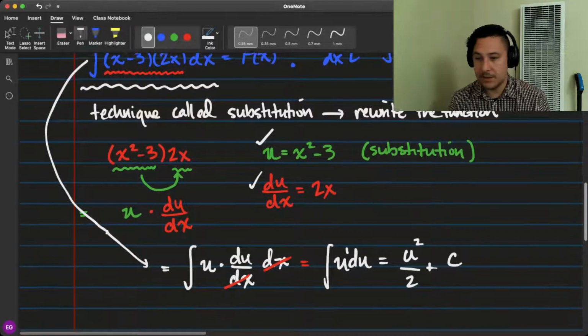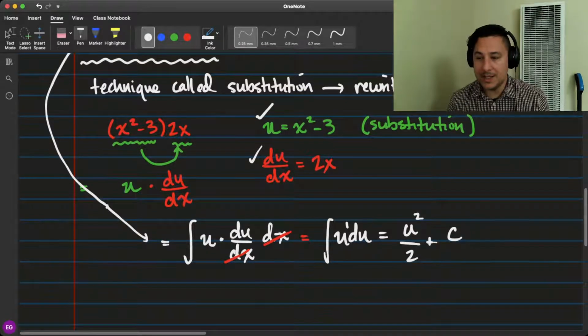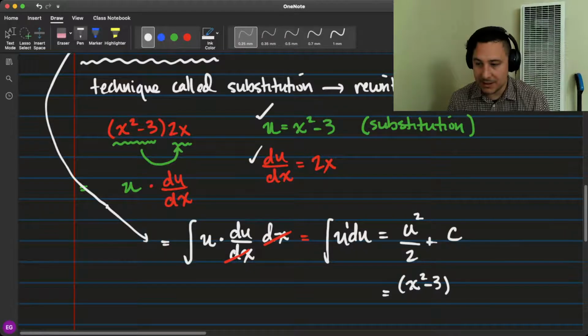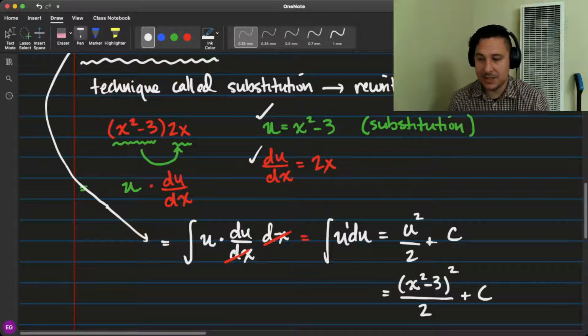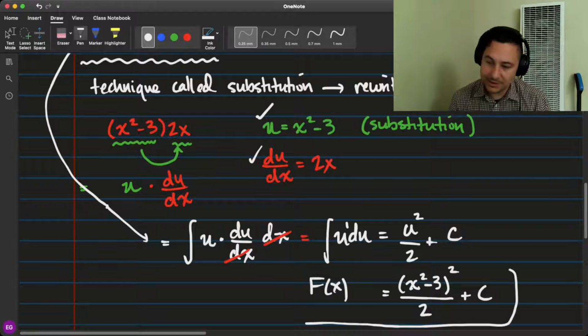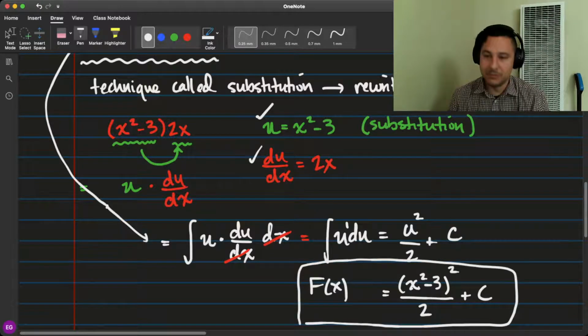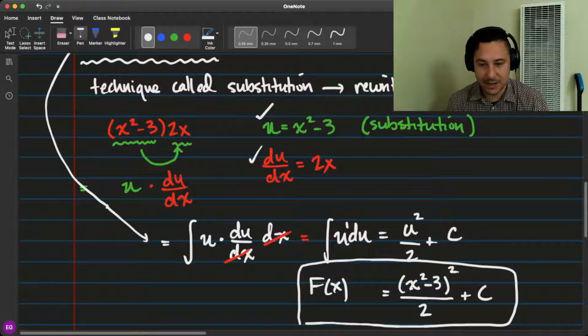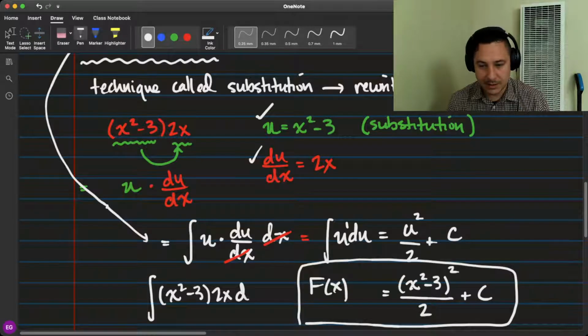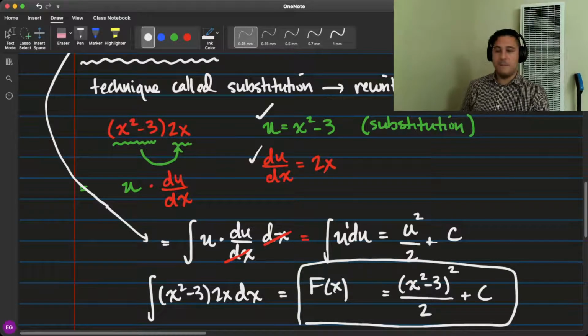Which means, so we put this back in. What is u squared over 2? Well, u was x squared minus 3. We're going to square that. We're going to divide that by 2. And then add c to it. That is the antiderivative that we're looking for. Boom. That is the solution to my integral x squared minus 3 times 2x dx. Bam!